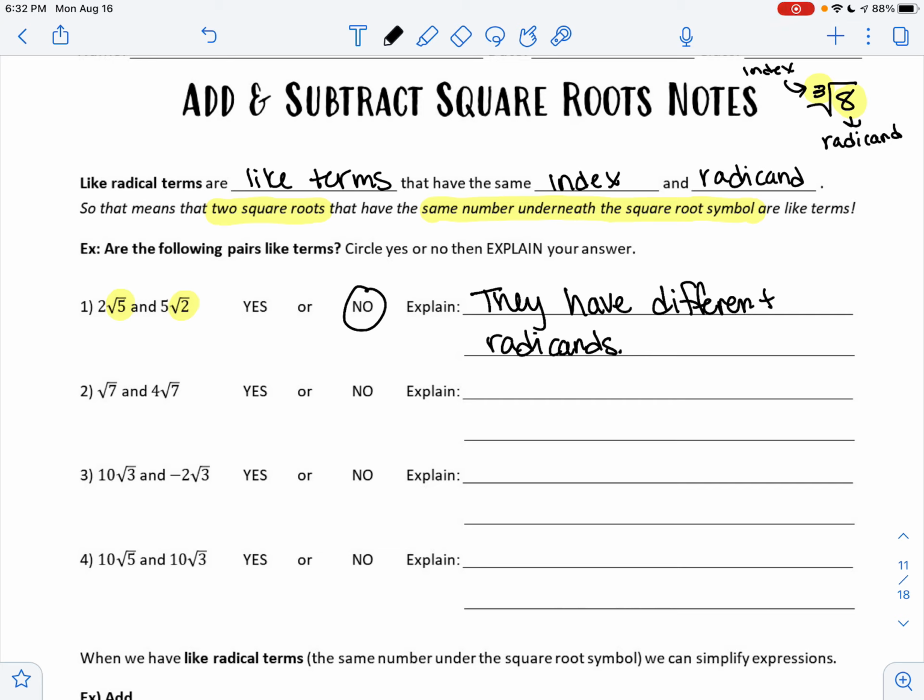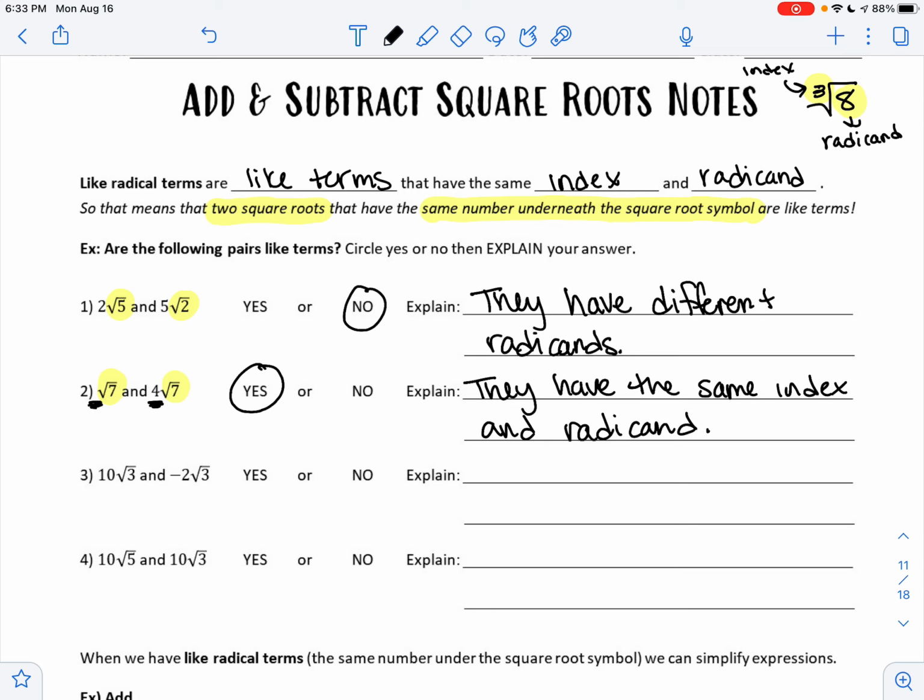For example 2, we have the square root of 7 and 4 square roots of 7. So again, we're looking at that square root symbol. Do these have the same number underneath the square root symbol? Yeah, they're both the square root of 7. They don't have the same coefficient, but that is okay. So yes, they have the same index, meaning that they are both square roots, and radicand. And again, the radicand is a number inside the square root symbol.